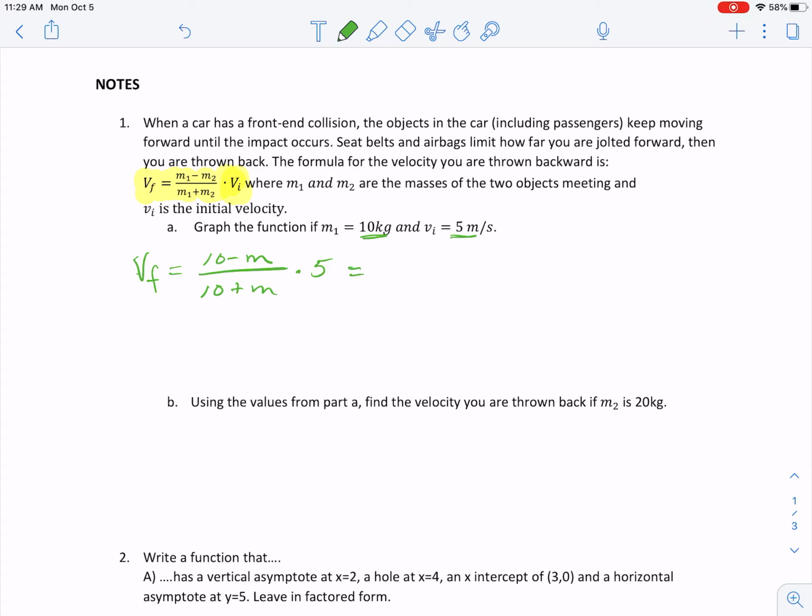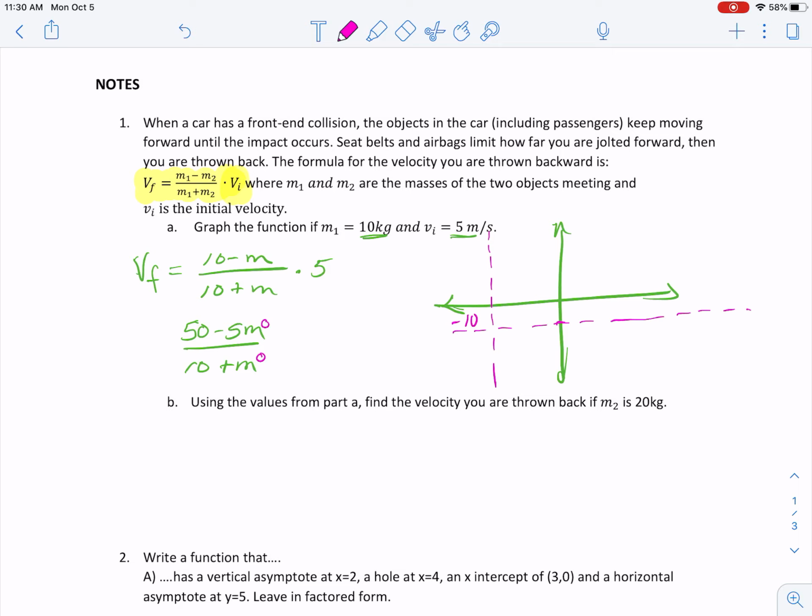And I'm going to rewrite that down here, to 50 minus 5m over 10 plus m. All right, they want you to graph it. So your vertical asymptote is what makes the bottom 0. In this case, it's negative 10. And your horizontal asymptote, they have the same degree because m's your variable. They're both 1s, so it's at negative 5.